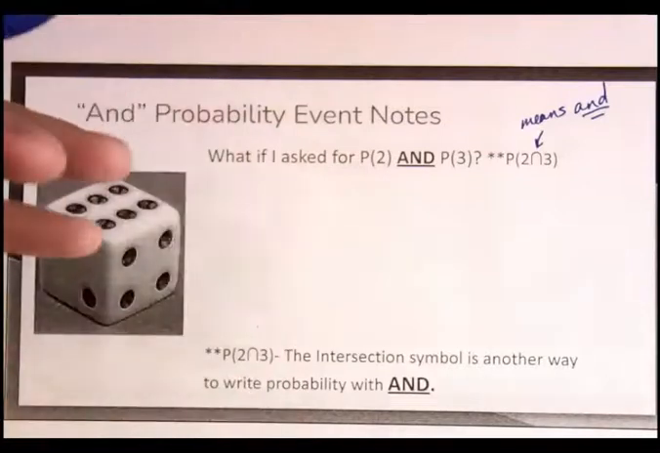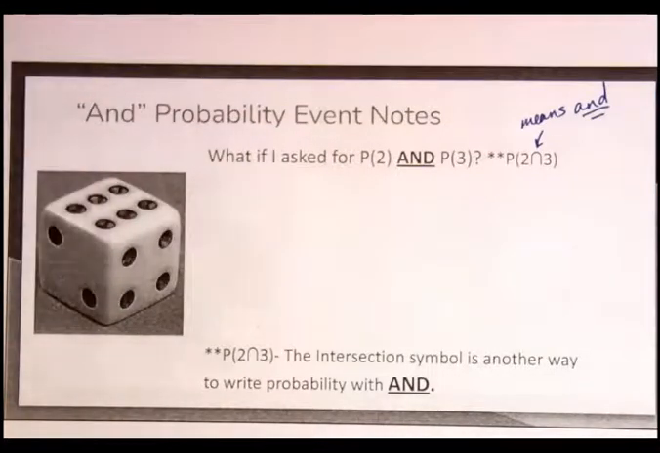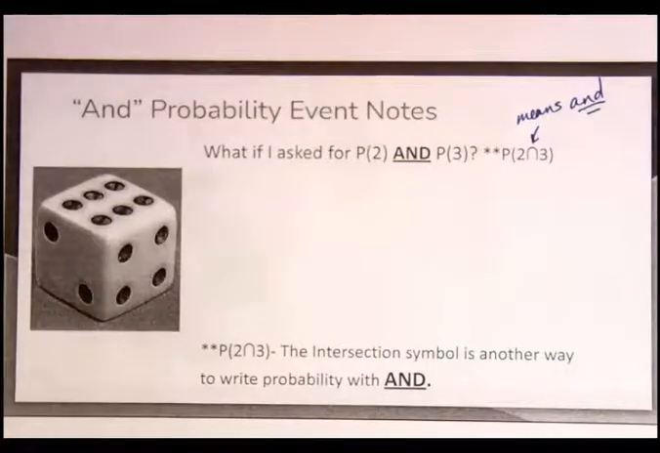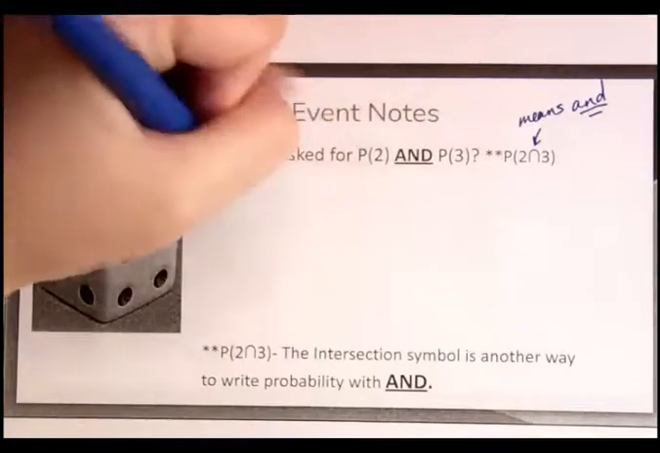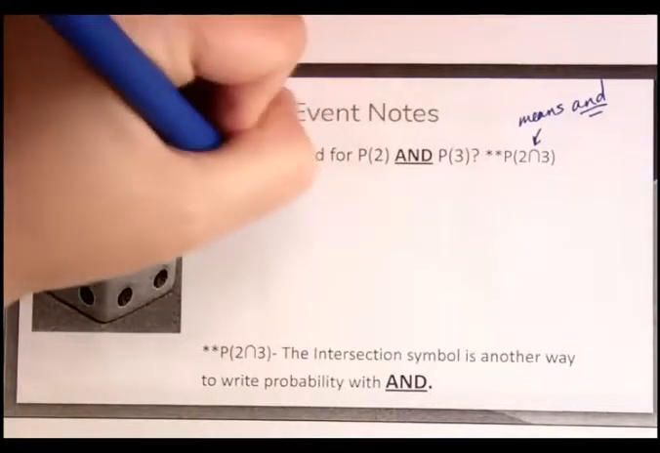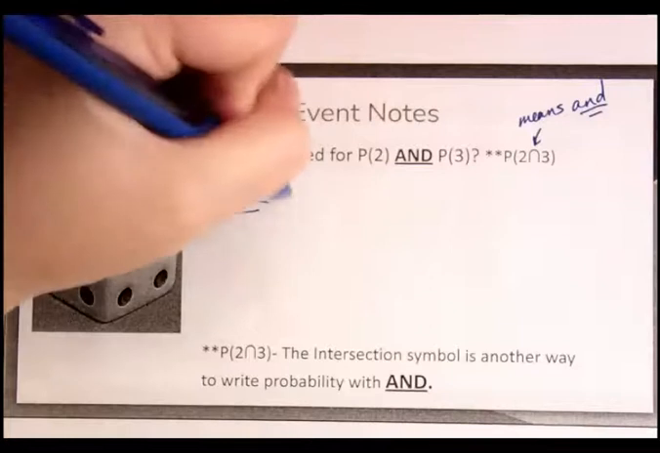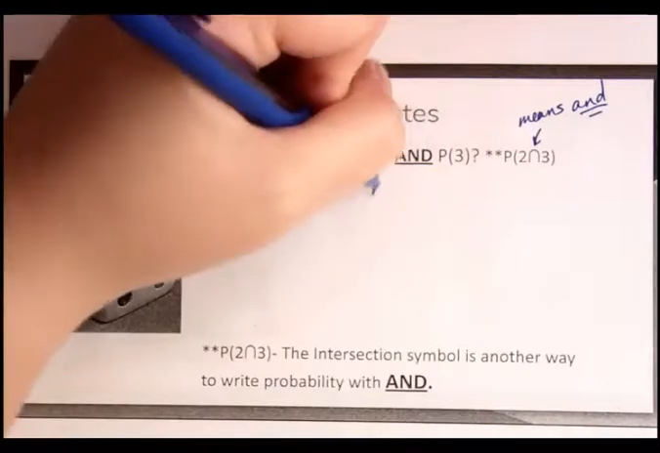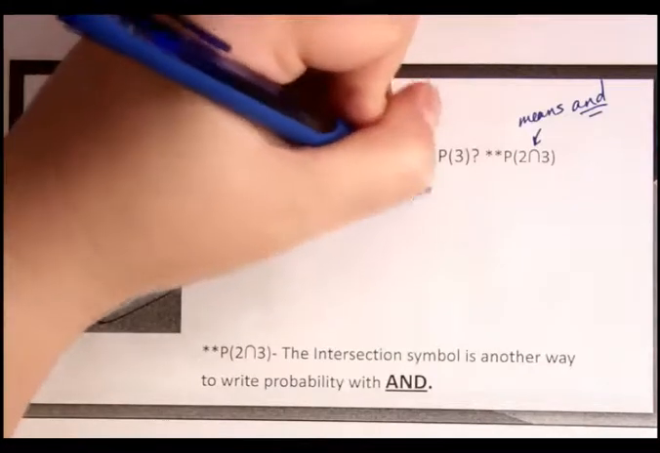So that would be 2 separate events where I would have to roll P2, and then I'd have to roll P3. Okay, so I'd have to roll both of them. So instead of either or, now it's AND. So this is the important thing. Remember, or meant add, and means multiply.